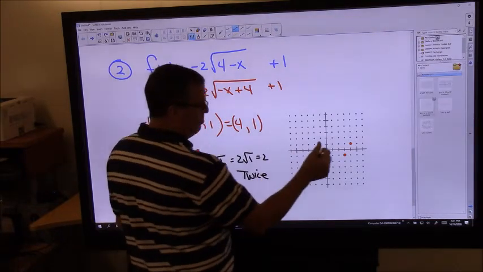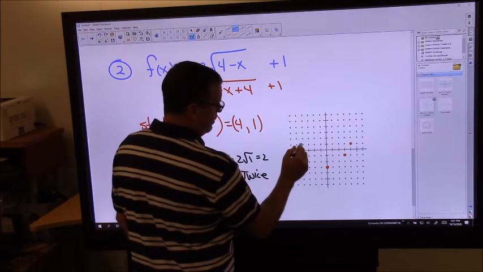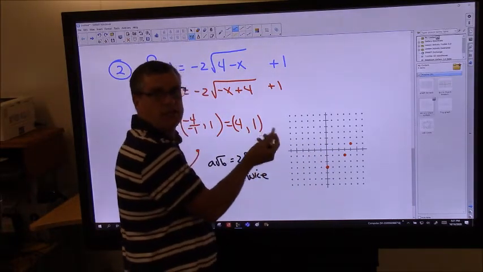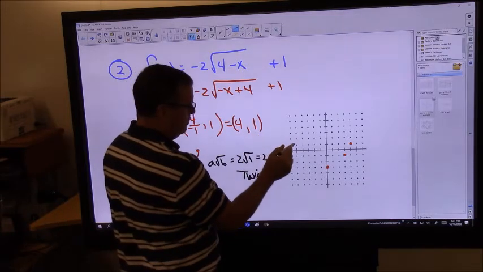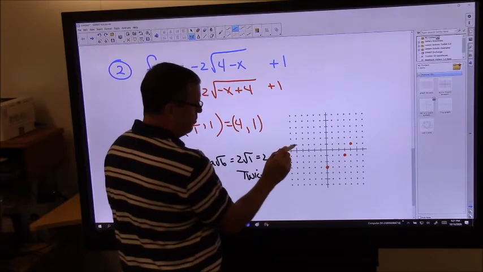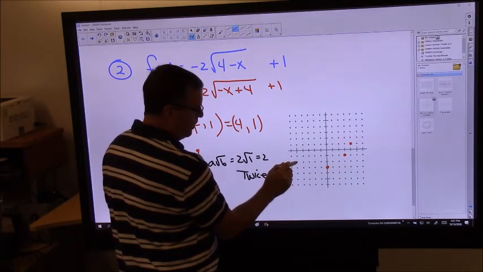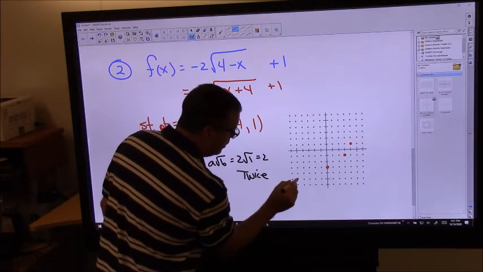And if I want one more point, I'll go 1, 2, 3, 4, 5, 6, 7, 8, 9. Okay, because I know what the square root of 9 is, right? How far did I go? 4, 5, 6, 7, 8, 9, right here. So the square root of 9 is 3, so I'll go down 1, 2, 3. But I need to go twice as far, so I'll go another 1, 2, 3 to right here.